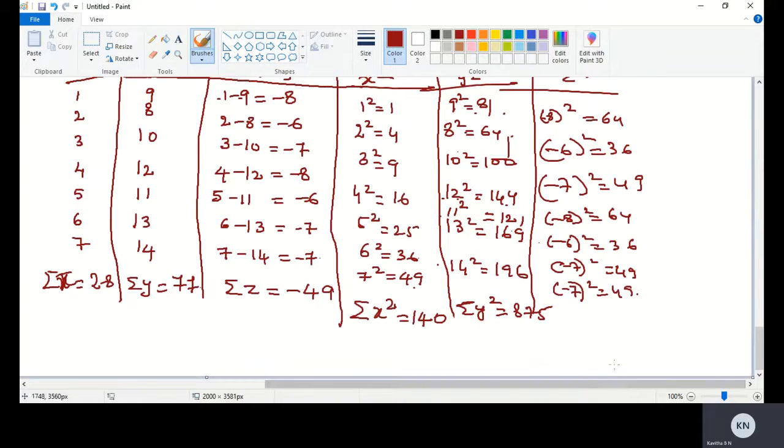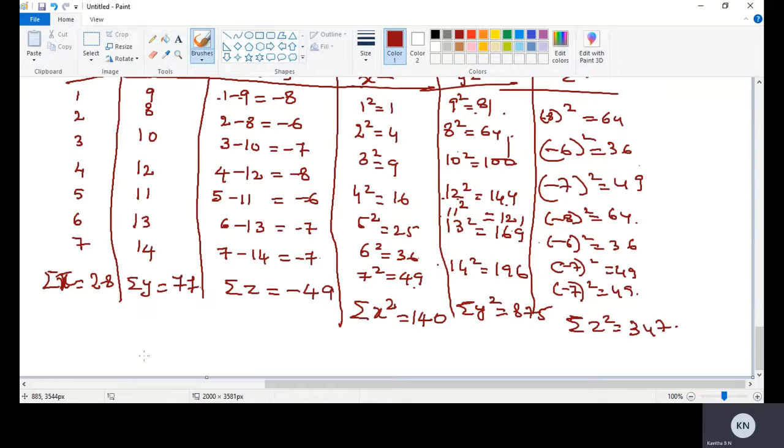Then find out summation of z square. Add it here. Summation of z square is equal to 64 plus 36 plus 49 plus 64 plus 36 plus 49 plus 49. Okay, summation of z square is 347.